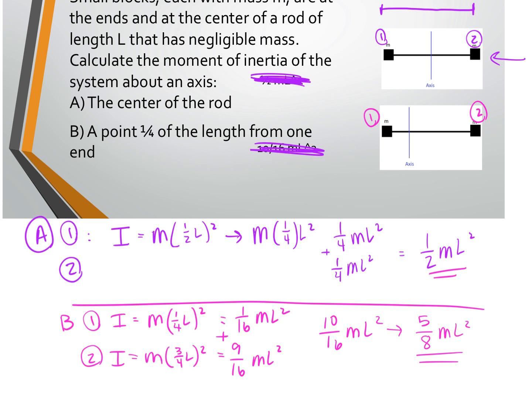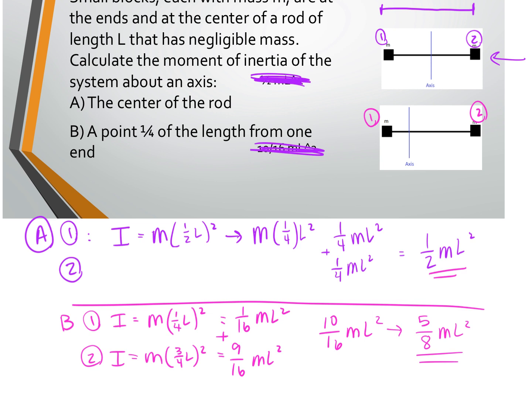Which one of those has a greater moment of inertia? A larger. Which one's larger, 1/2 or 5/8? 5/8. All right, so this one would be more difficult to get going and to stop. So the other would be easier to get going and to stop. Okay, good.